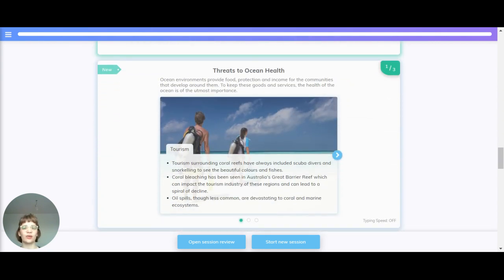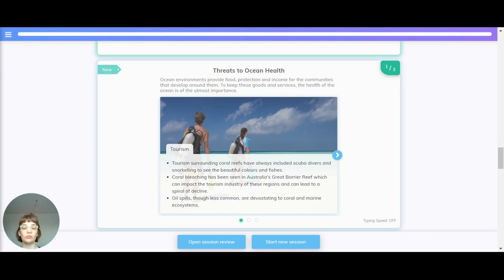Let's have a quick look at threats to ocean health. Ocean environments provide food, protection, and income for the communities that develop around them. To keep these goods and services, the health of the ocean is of the utmost importance. Tourism surrounding coral reefs has always included scuba divers and snorkeling to see the beautiful colours and fishes. Coral bleaching has been seen in Australia's Great Barrier Reef, which can impact the tourism industry of these regions and can lead to a spiral of decline.